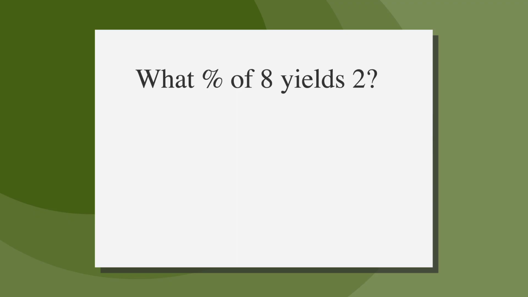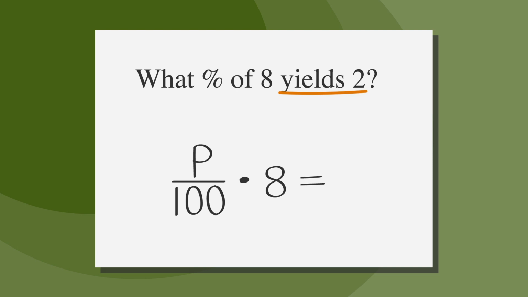What percent of 8 yields 2? We want to use a variable for the what percent, so let's start with p over 100. Since we need to know the percentage of 8, we'll multiply our fraction by 8. So we have p over 100 multiplied by 8. And as we learned, yields means equal to. So if an unknown percentage of 8 yields 2, we'll write our equation as p over 100 times 8 equals 2. That wasn't too difficult.